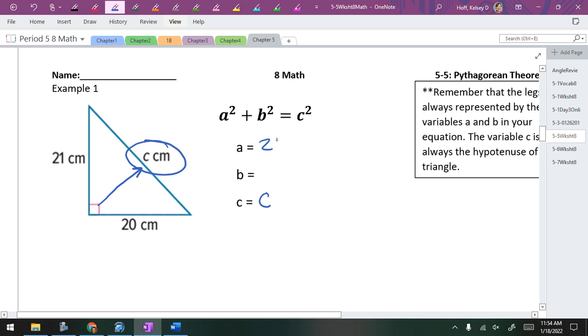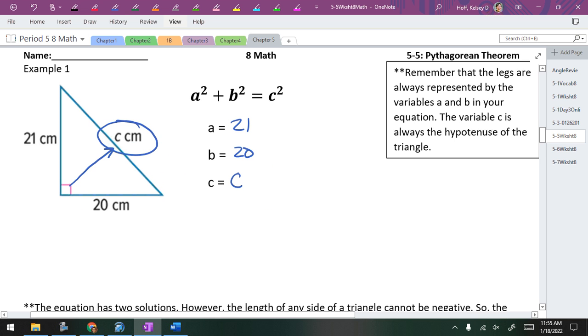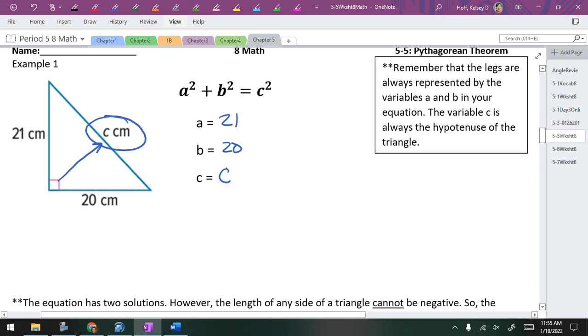21. What do you want to use for B? 20. What if I flip the order of those? Doesn't matter. Okay, so our equation is A squared plus B squared equals C squared. What'd you tell me A was? So 21 squared plus, what'd you tell me B was? 20 squared equals, what's C?